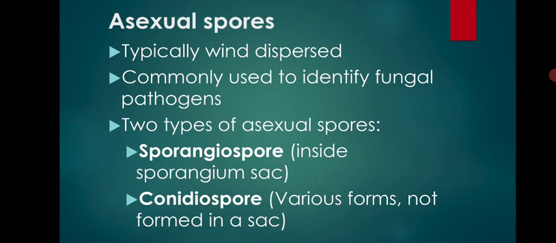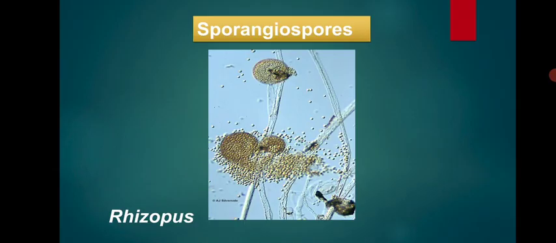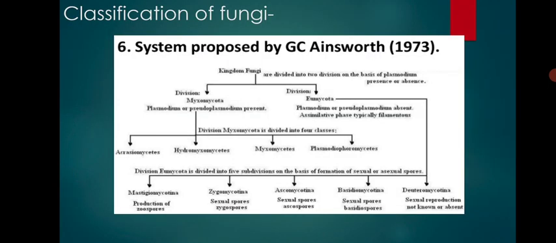Two types of asexual spores are present: sporangiospores, formed inside a sporangium sac, and conidiospores, which are formed not in a sac. Sporangiospores are present in Rhizopus. Most yeasts reproduce asexually through budding, from pseudohyphae, or Saccharomyces is the example. Fission yeast divides evenly to produce two cells. Saccharomyces is the example.